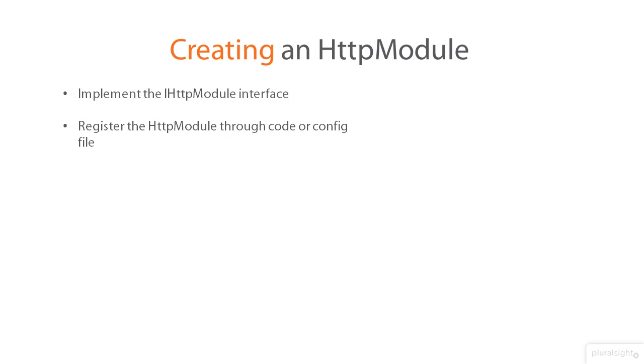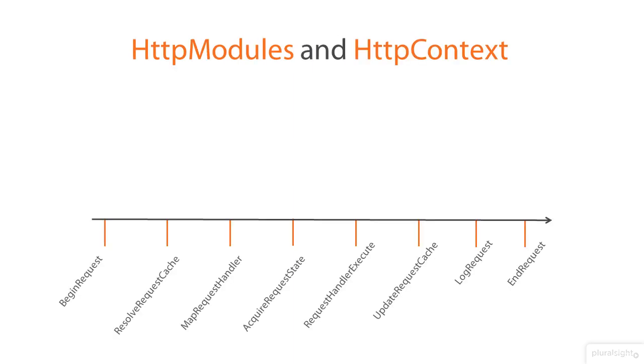The HTTP module interface defines just two methods, Init and Dispose. Init is called when an HTTP module is instantiated, and it's really used to register methods that will handle the ASP.NET lifecycle events. The Dispose method is just used to release any resources when the module's work is done.